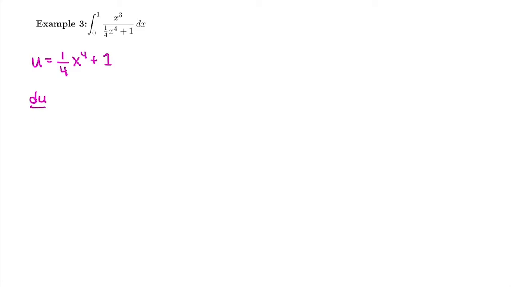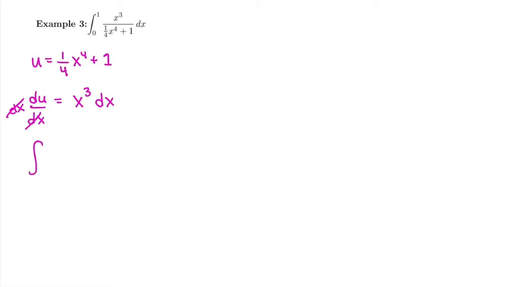The derivative of that, I need to do 1/4 times 4, which is going to be 1, x cubed. And then the derivative of 1 is 0. So there's my whole du. I'm going to multiply by dx. du is x cubed dx.